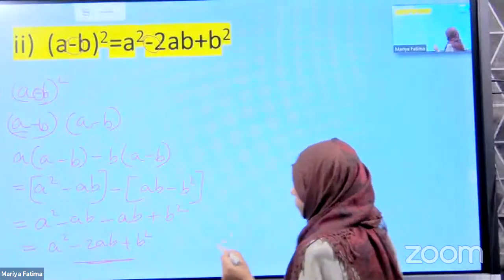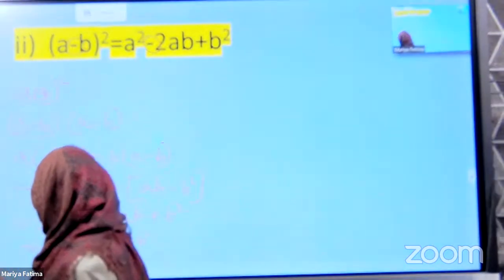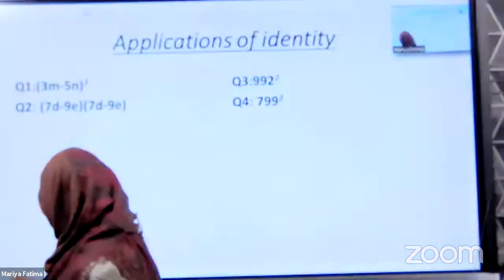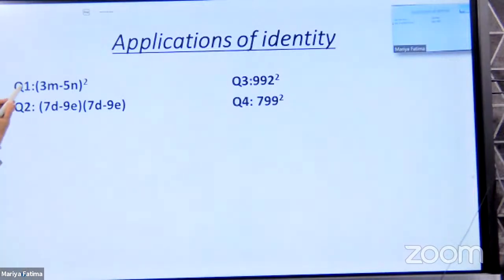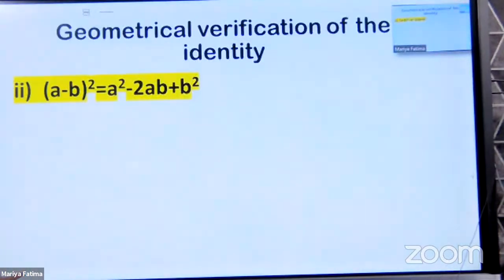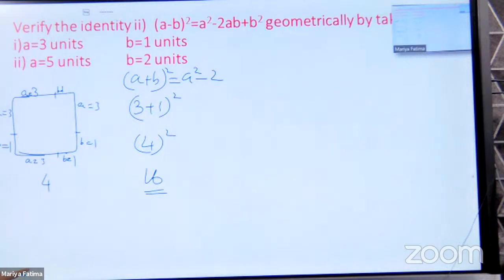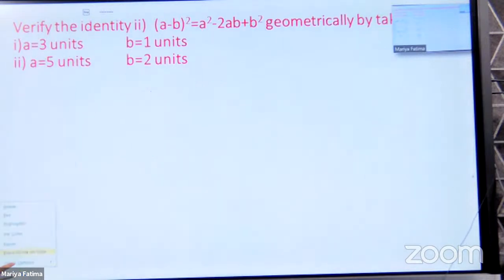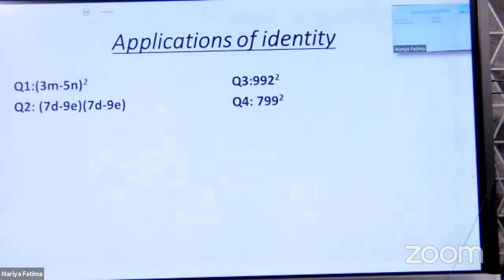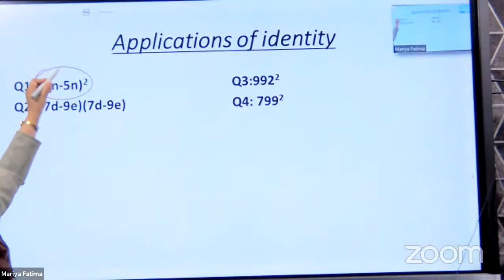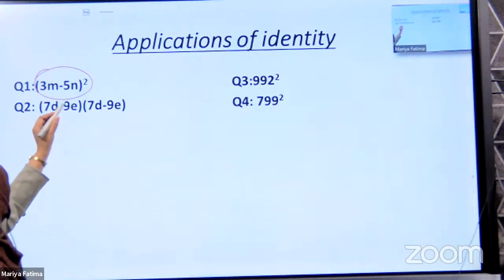Okay, so now see how to do this problem, how to use this identity in the problems. See here, 3m minus 5n whole square. So is it in the A minus B whole square formula? Yes, it is in A minus B whole square.